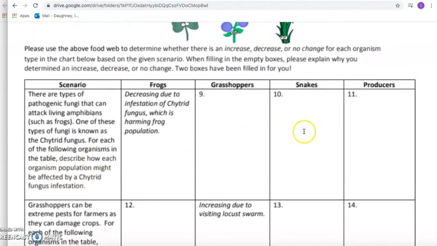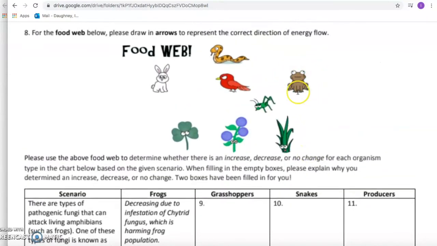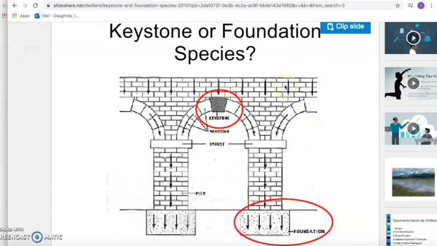And then your job was to tell me that if the frog had this fungus, how would the snake be affected? Okay, how would the grasshopper population be affected? How might our producer population be affected? Okay, so when we're talking about something like a keystone species, what we're really trying to discover is how does one species affect every single other species in an ecosystem. So we have talked about this a little bit, but now we're going to focus just a little more.